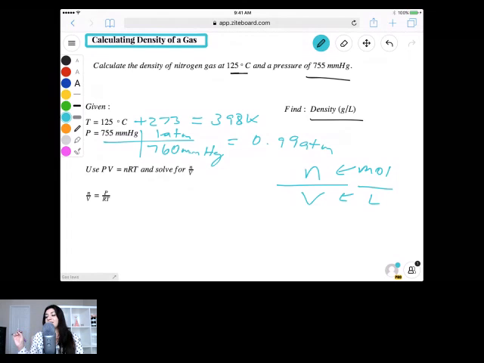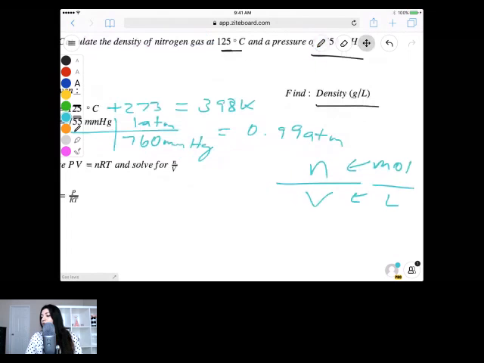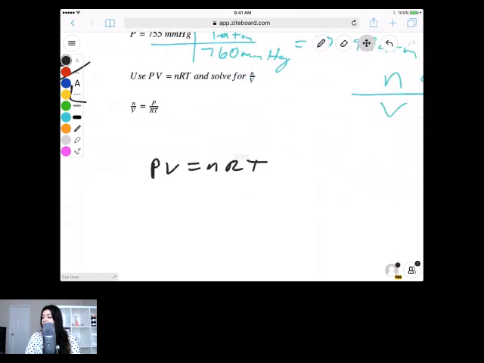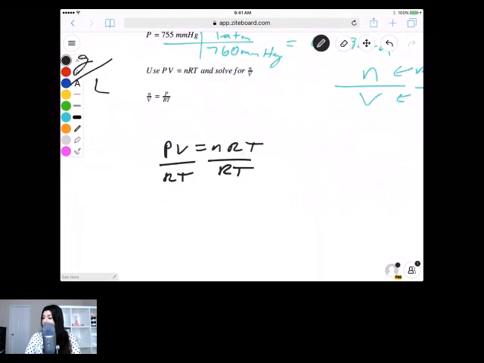So I went ahead and solved for PV equals nRT. All you have to do, by the way, is here, I'll show you how to solve for n over V. So PV equals nRT. If we're solving for n over V, we'll divide over RT. Those cancel. Now that's n is equal to PV over RT.